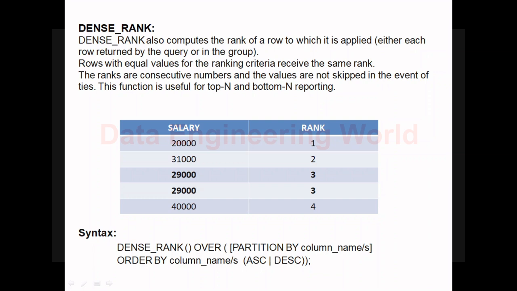Let's look at the syntax of the dense rank function. It is dense rank followed by the over keyword, and then inside the braces we can define the column name on which we need to partition our data, and then the column on which we need to find the dense rank in our table, either in ascending order or in descending order. Let's look at some examples of the dense rank analytical function and try to understand more about this.